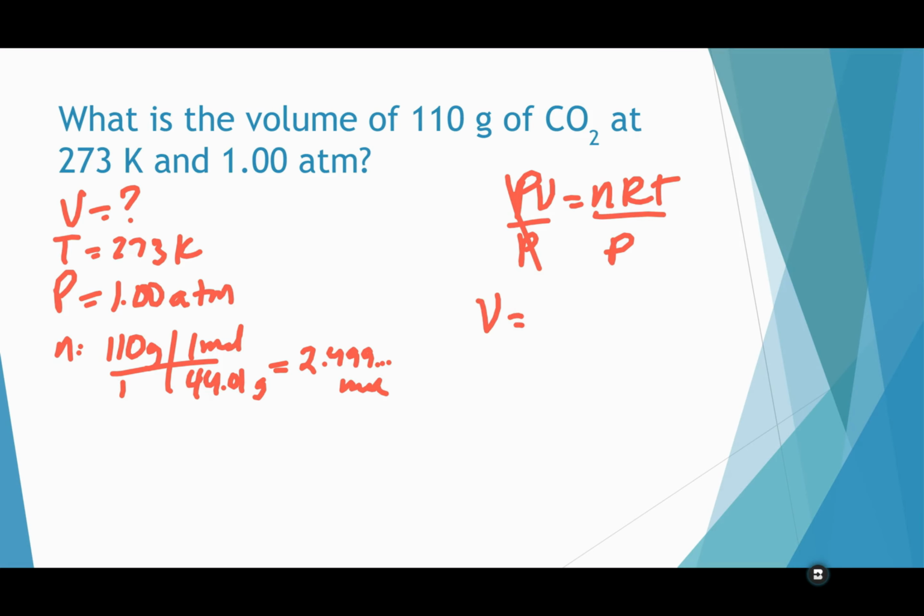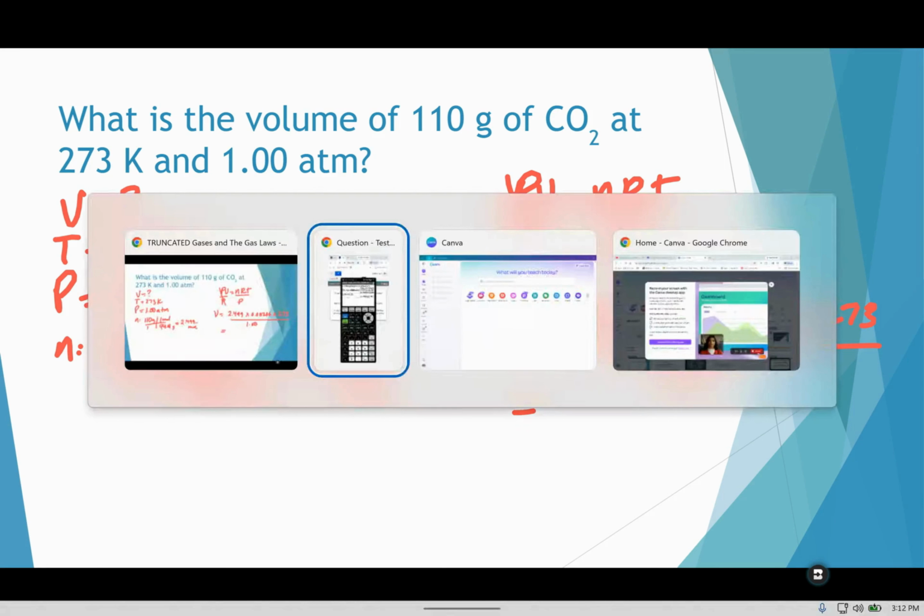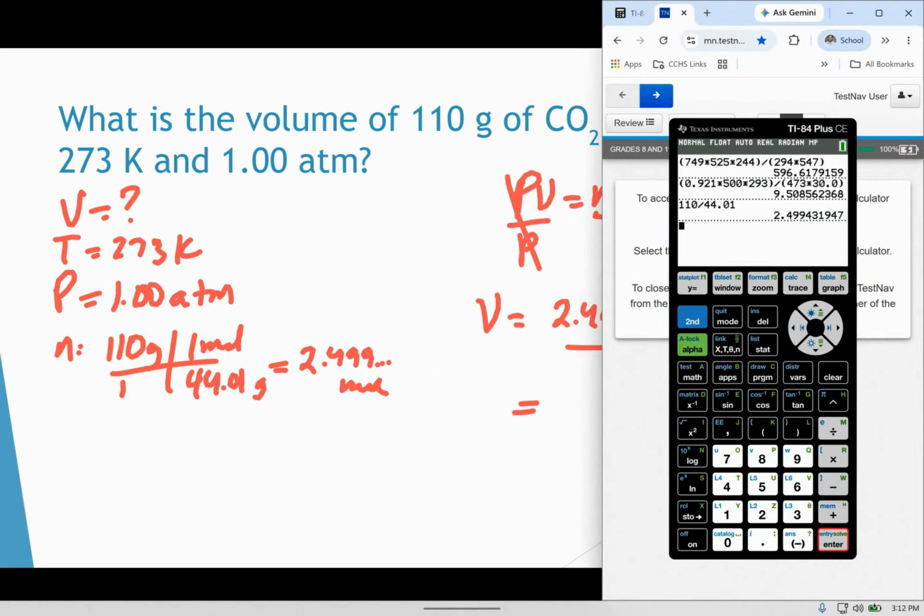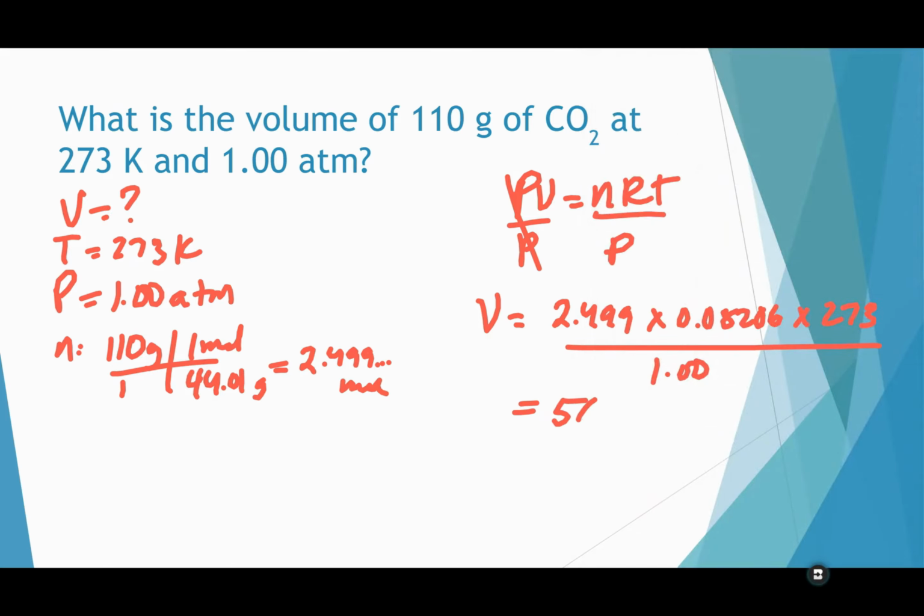So the volume is the number of moles. So approximately 2.499 times 0.08206 times the temperature 273 divided by 1.00. So 2.499 times 0.08206 times the temperature, which is 273, all that divided by 1. So 55.99-ish. We have 2 sig figs from the 110, so my final answer is going to be 56 liters.